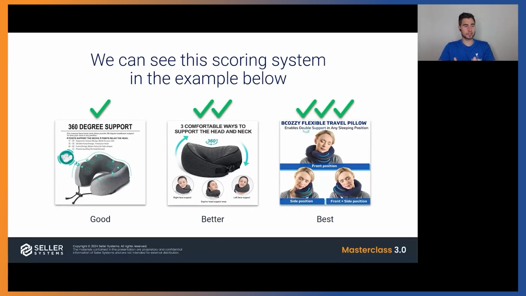What I've done here is this is a different product. I like this one. This is for a neck pillow. And all 3 of these images are trying to do the exact same thing. They're trying to show you that it doesn't matter what position you put your head in, whether it's to the side, to the back, to the front, that this neck pillow is going to be comfortable. It's going to give you really good support.